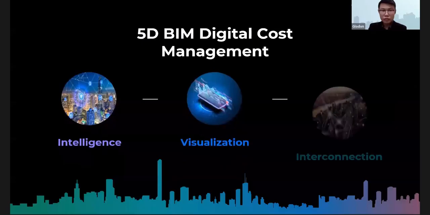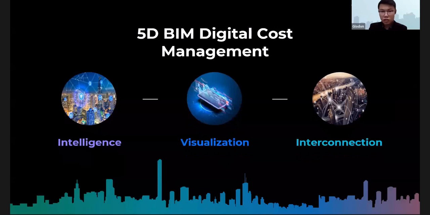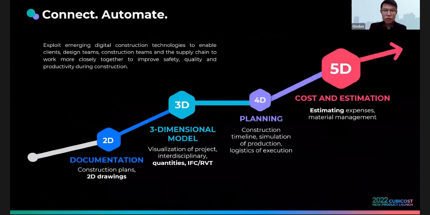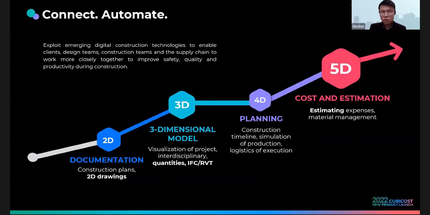So 5D BIM, digital cost management, is about three main things. First is about intelligence, second is about visualization, and third is about interconnection. From 2D until 3D to 4D and finally up to 5D, every stage has its own description. For example, 2D is mainly based on documentation, 3D is more on the three-dimensional model, and then 4D is planning, and 5D is about cost and estimation. So here in 5D BIM, we will introduce how our software can do costing and estimation.